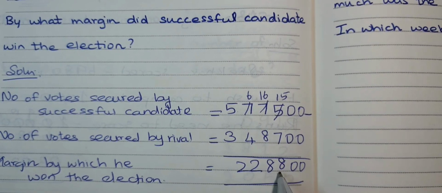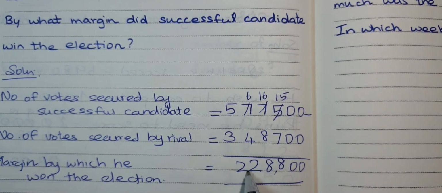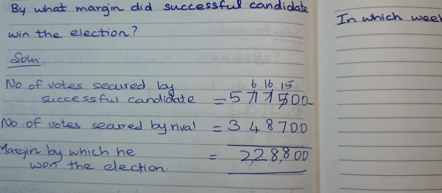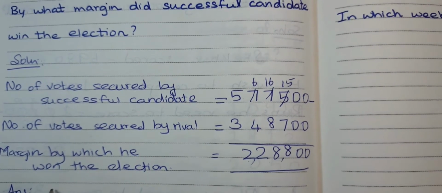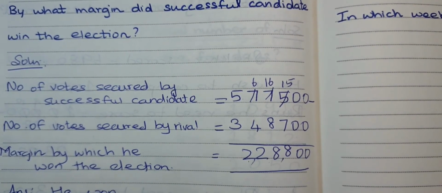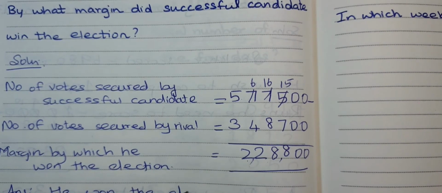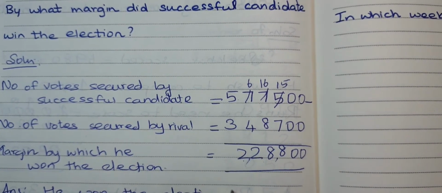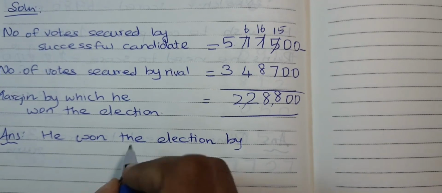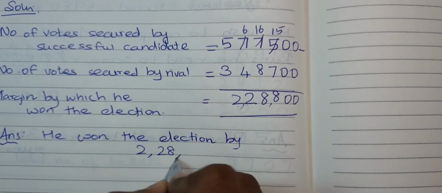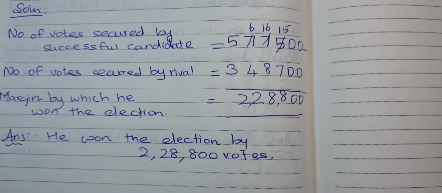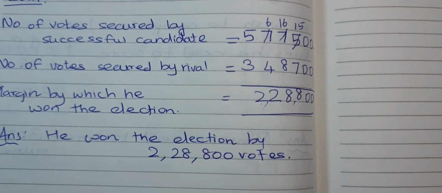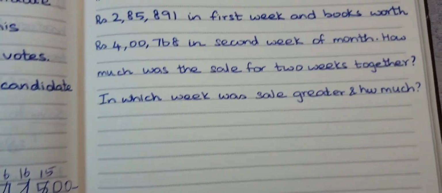So the answer is 2,28,800. So the successful candidate won the election by 2,28,800 votes. Next problem.